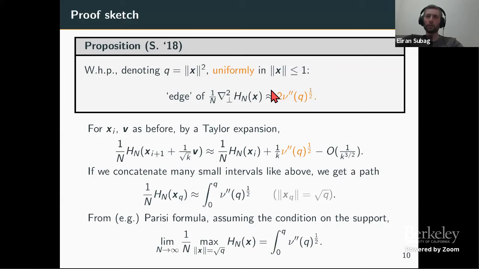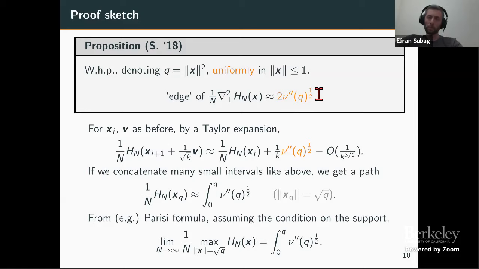The statement is that with high probability, for all the points in the ball, if I look at the edge of the spectrum of this Hessian, it will roughly be this specific value. This function nu is the mixture that was constructed from the coefficients in the linear combinations of the pure model. So that's an explicit function that is determined by the problem.